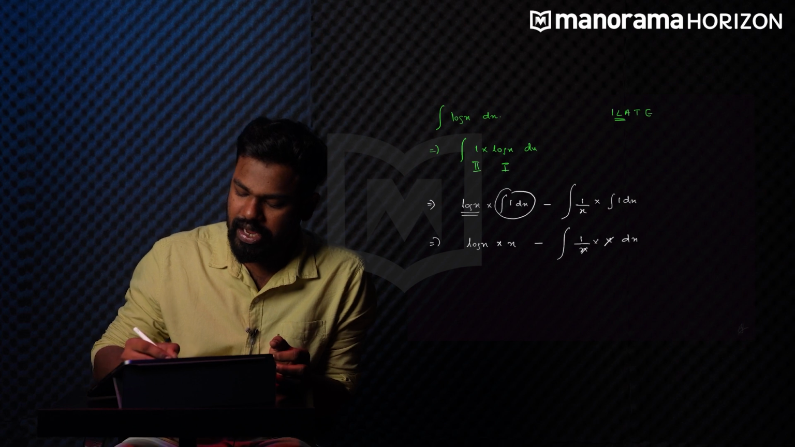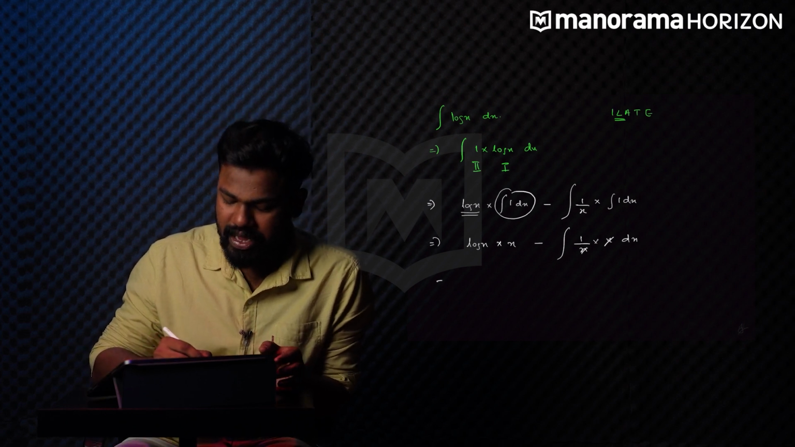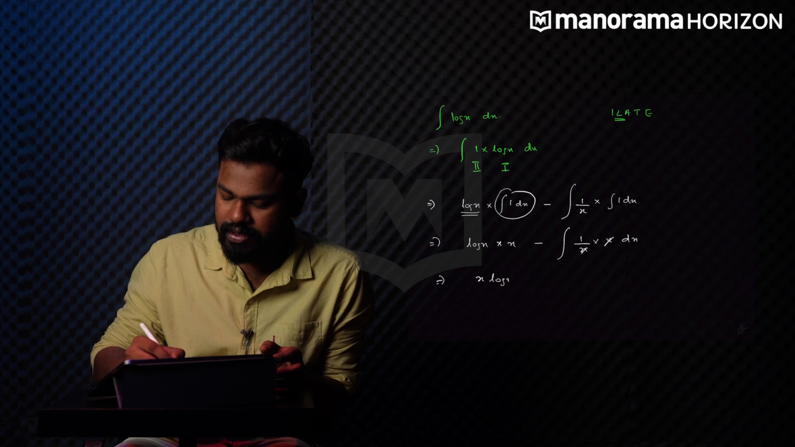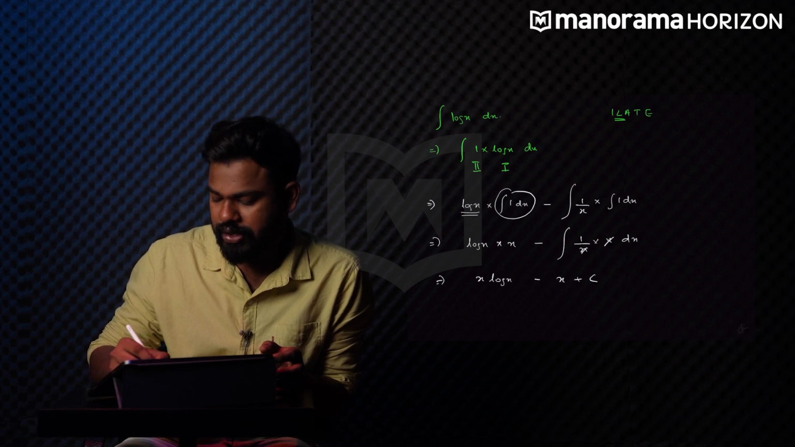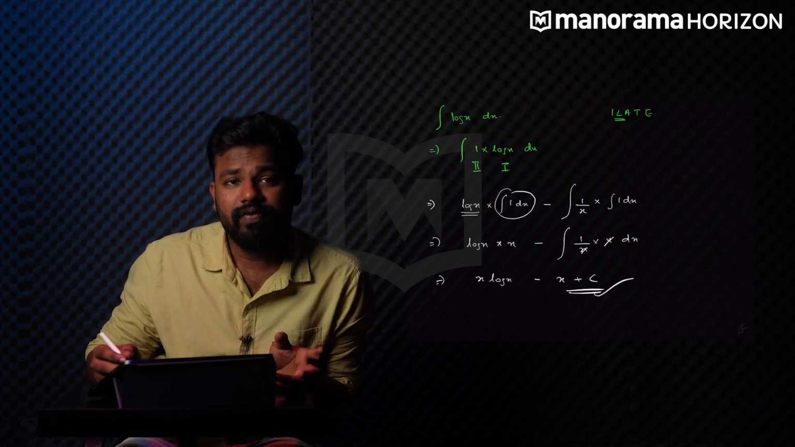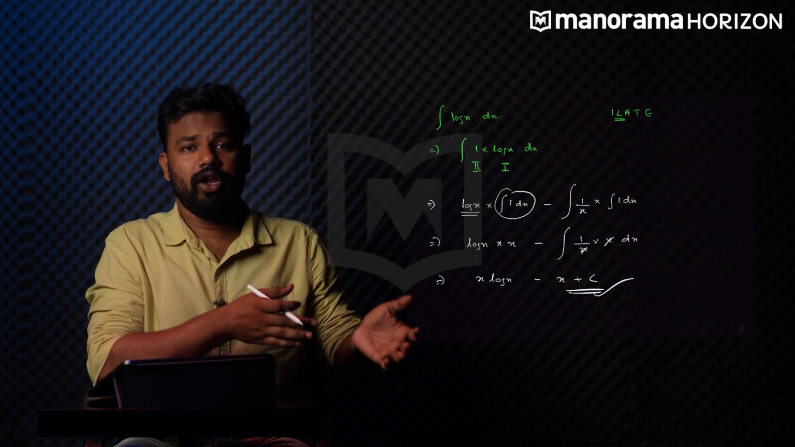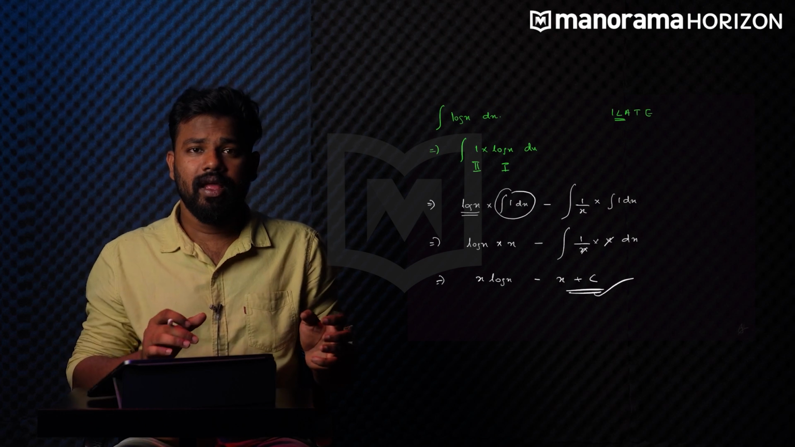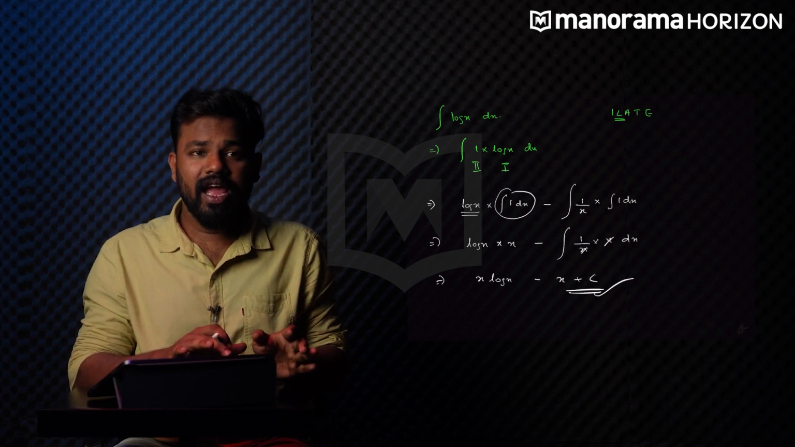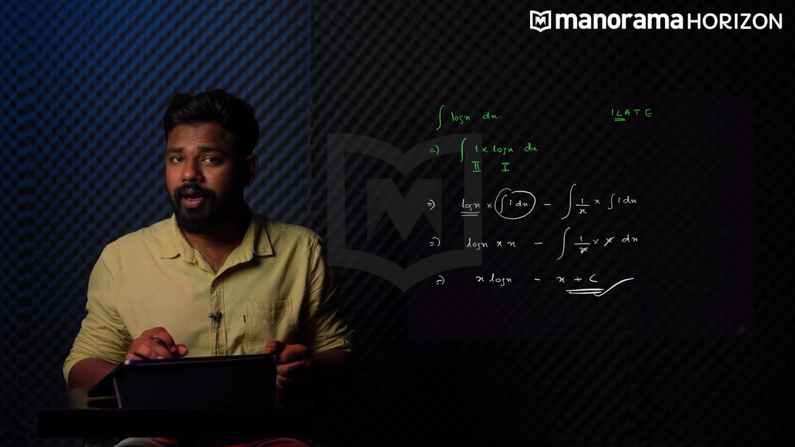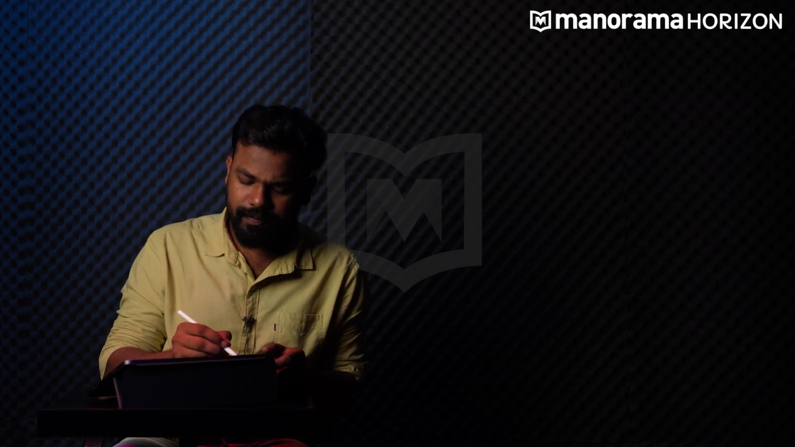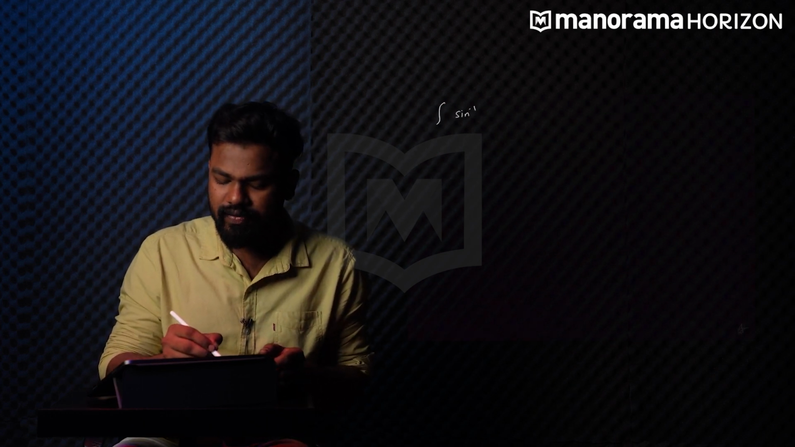This gets cancelled and you have only 1 dx left over there, and finally you can write x log x minus x plus c. So this gives us the integral of log x also. So I have now found out what integral log x is, which was not known to me or you earlier. So this integral I have found out using the method of what? By parts. In the same way I can find out integral sine inverse x dx also.